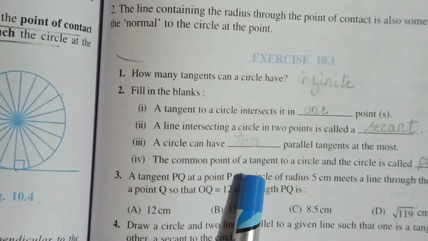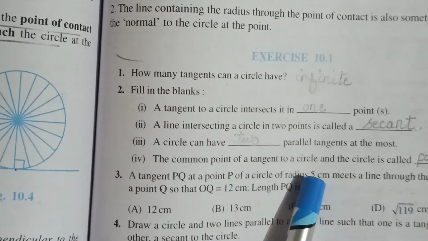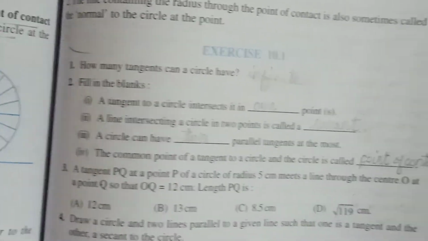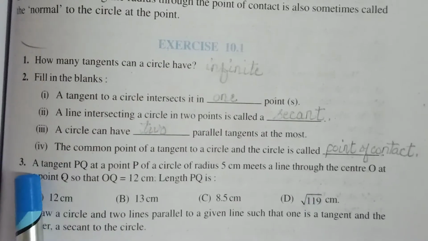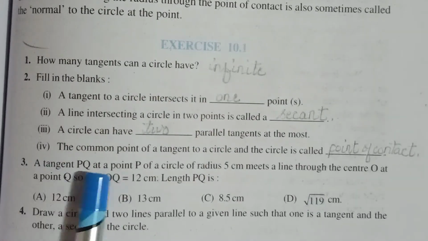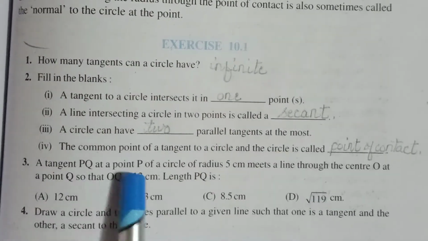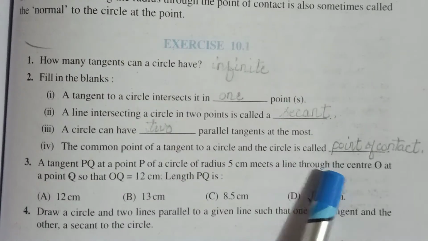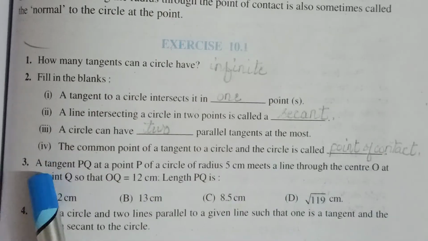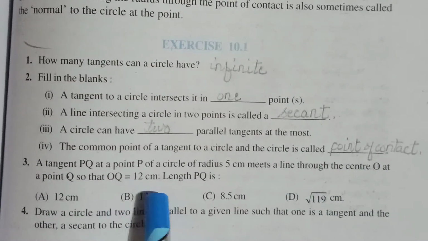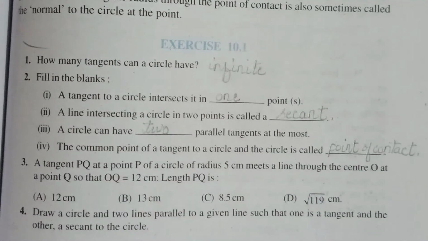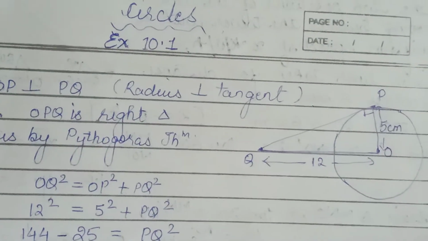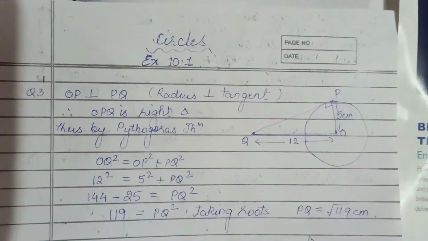Now the common point of a tangent to a circle is called the point of contact. अभी बताया था. Then okay, now a tangent PQ at a point P of a circle of radius 5 meets line through the center O at point Q such that OQ is 12 centimeters. You have to find length of PQ. So figure बनाओगे इसके लिए. This is how the figure will come out to be.